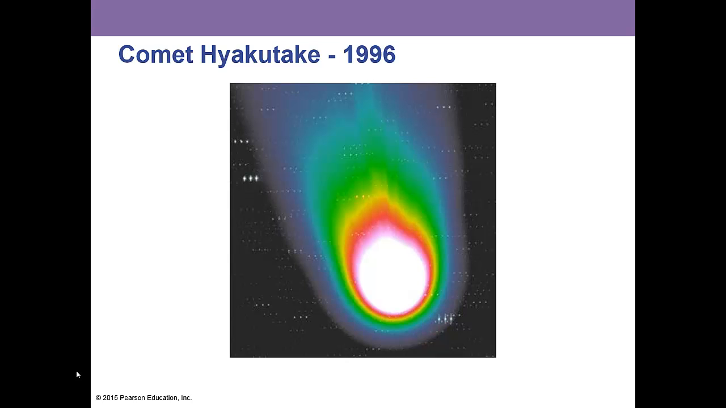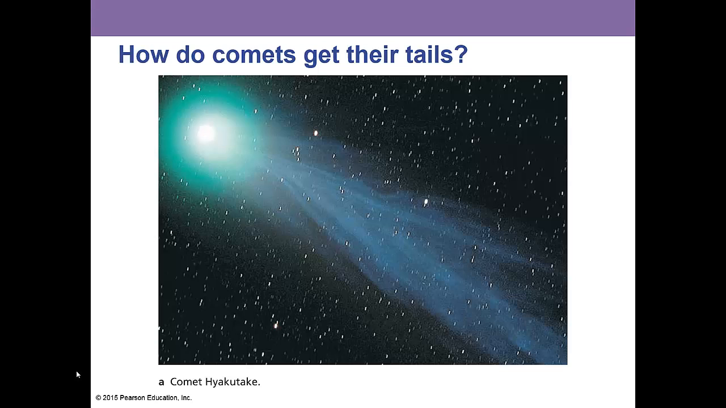This is Comet Hyakutake in 1996, and this is my big claim to fame. This is a picture I took as a 19-year-old sophomore in college at Missouri State University, and this is from a wide field telescope that was at Kitt Peak National Observatory in Arizona. During the week of closest approach, this comet got 9.3 million miles away from Earth, and that was extremely close. Well, how do comets get their tails? Here's another picture of Comet Hyakutake, most likely taken the same night mine was.